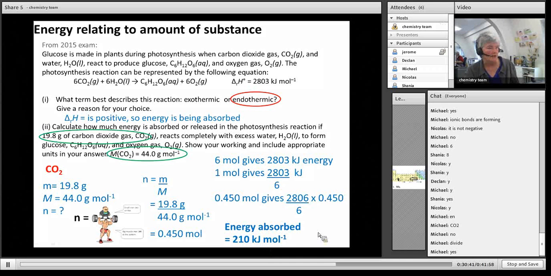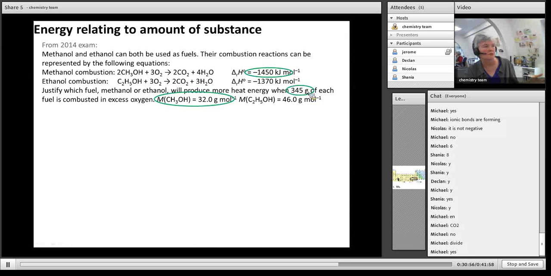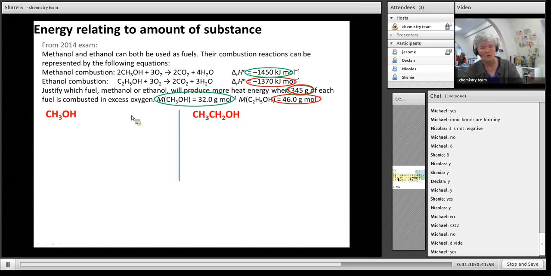So let's go to the previous year's question. Here they're combusting, okay. Now you can see we've got two species here. We've got methanol with those two values and that value, because it's when 345 grams of each fuel. So this 345 applies to both types of substances. So it was methanol and there's the ethanol highlighted. So we need to actually think of two different substances.